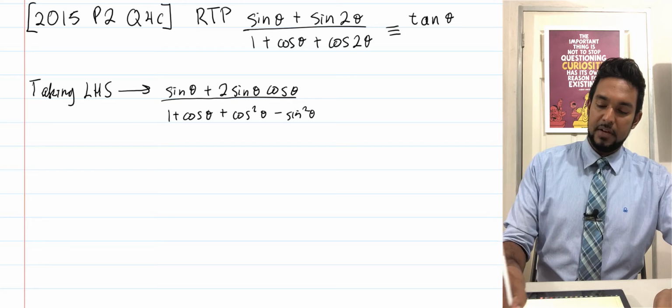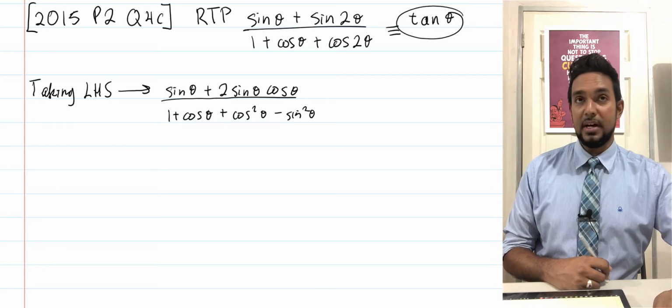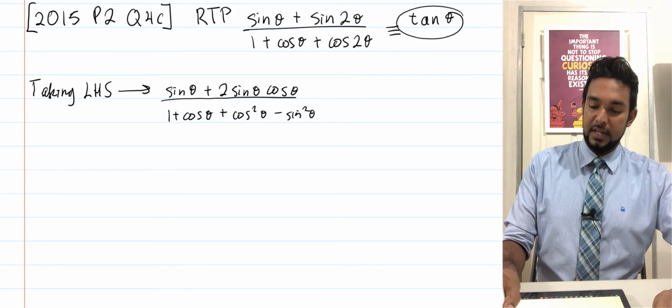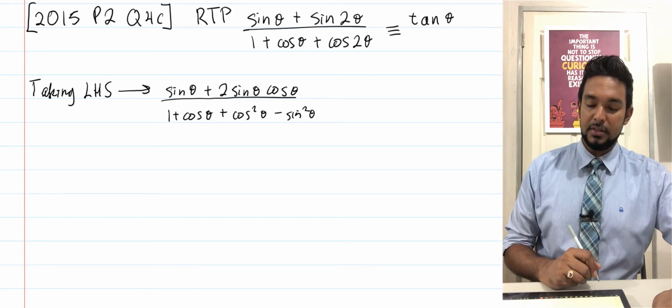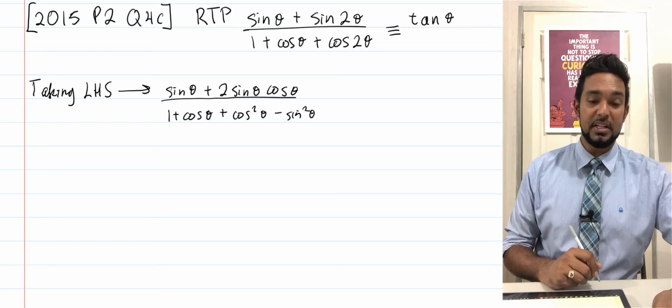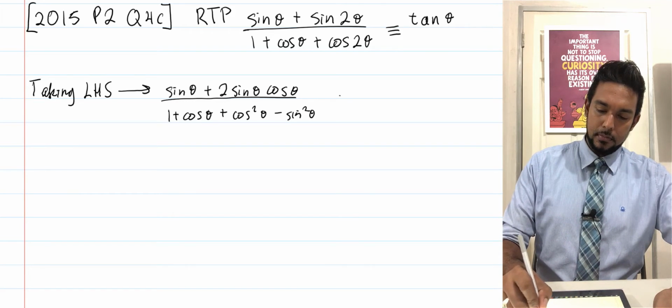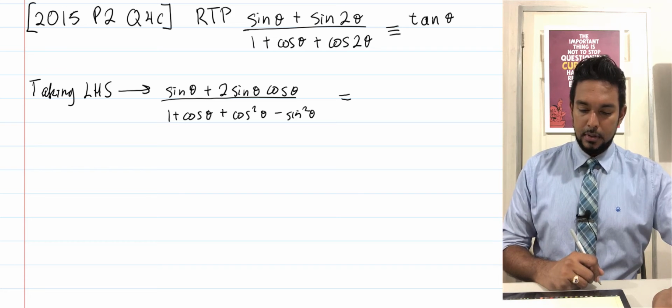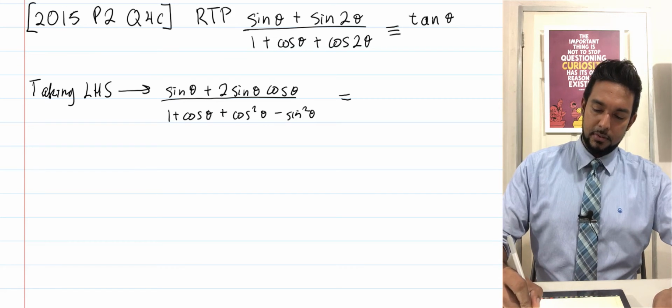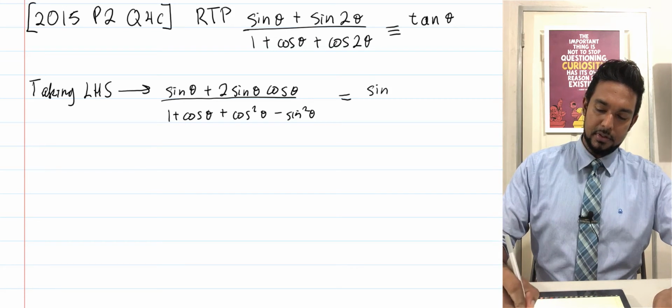Now, once again, be mindful of where you're going. To tan theta. Tan theta is simply sine over cos. So we might want to lean towards having only cos in the denominator, but we could take a look and see what happens. In your numerator, what I'm seeing here is the possibility to factorize with sine theta, as 1 plus 2 cos theta.